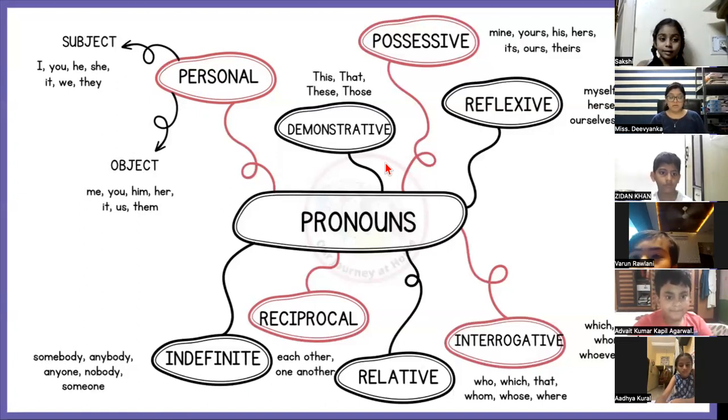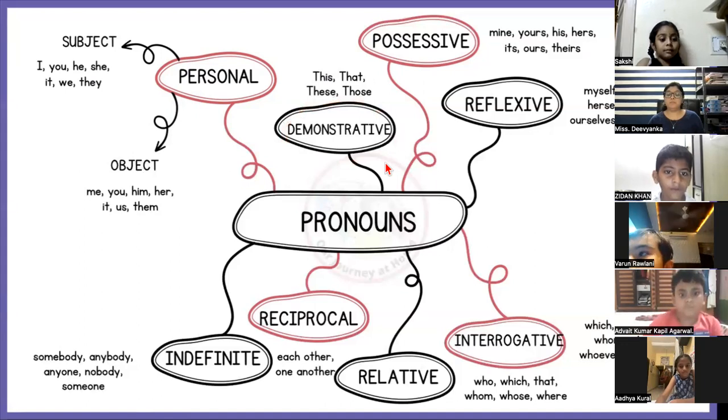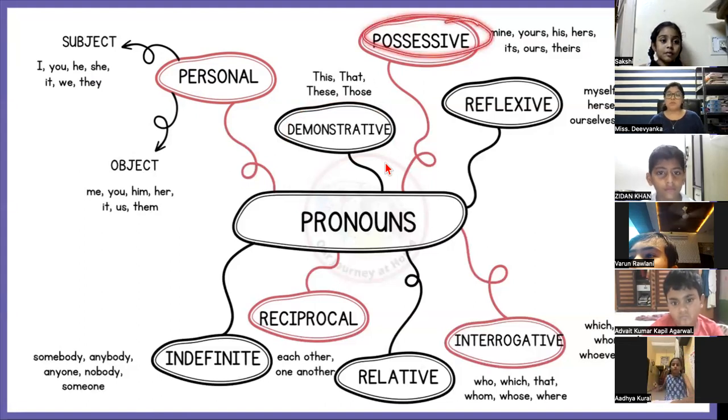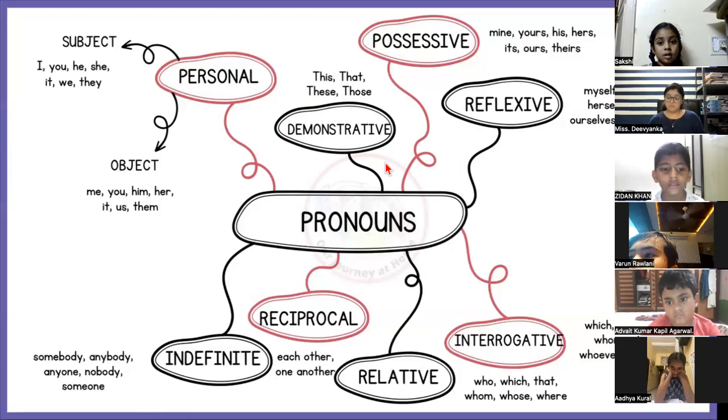Zidane, read the demonstrative pronouns, darling. This, that, these, those. Very good. Also read the possessive pronouns. Mine, yours, his, hers, its, ours, theirs. Very good. Now, Varun, read the reflexive pronouns.